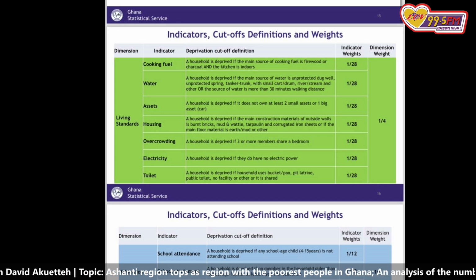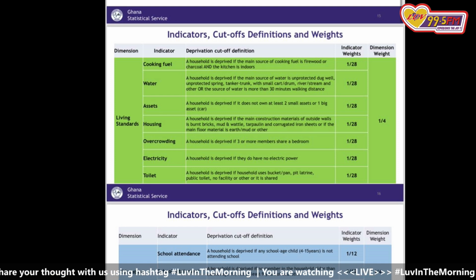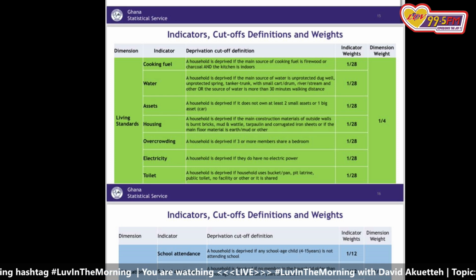because they believe that when you have the national health insurance, it gives you access to basic health care. Then under education, they use 3 indicators: school attendance, school attainment, and school lag. Then under employment, there's only 1 indicator, which is persons 15 years and older in household, whether they are employed or not. So out of the 13 indicators, 7 are under living conditions, 2 under health, 3 under education, and 1 under employment, making 13 indicators.